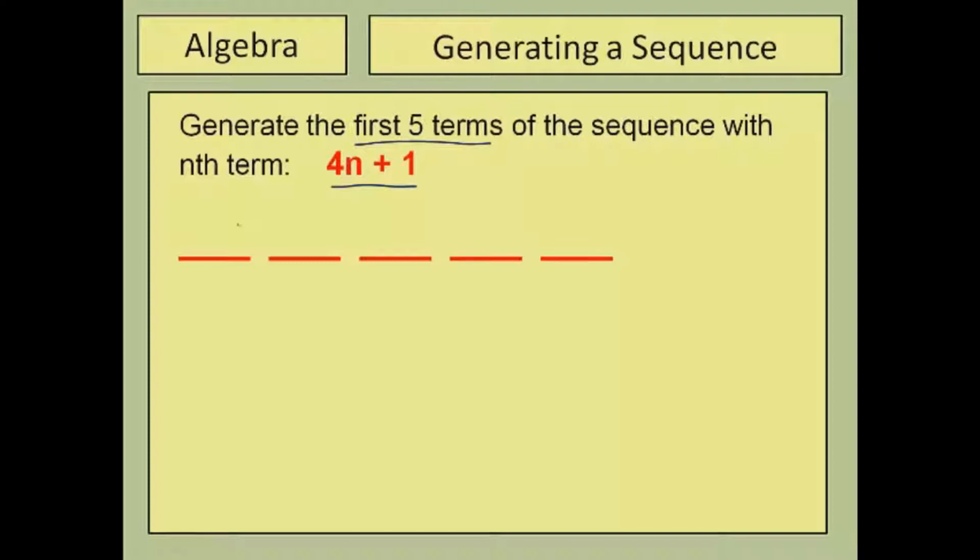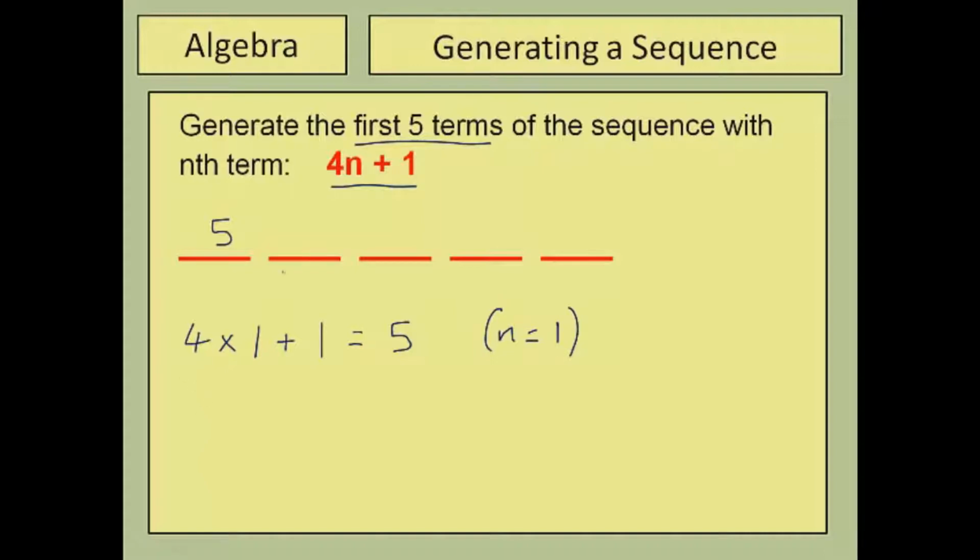So the first term here we're going to take 4n plus 1, which means 4 times n plus 1, and we're going to substitute the n for a 1. So we want to do 4 lots of n, and n is 1, plus 1. And that will give us 4 times 1, which is 4, plus 1, which is 5. So the first term is 5, and this was when, just to help you remember, n equals 1.